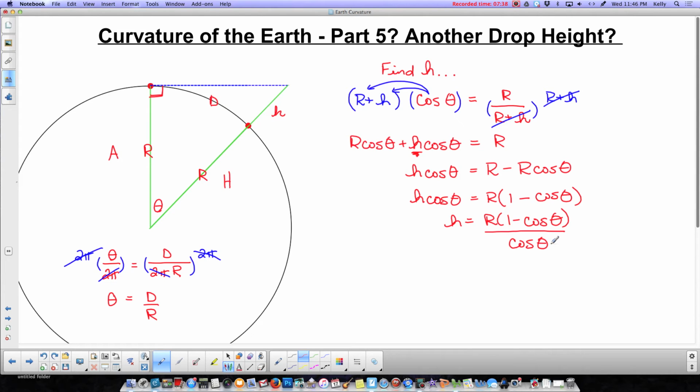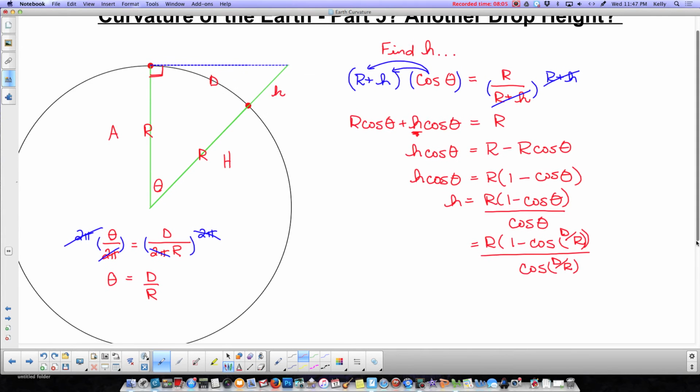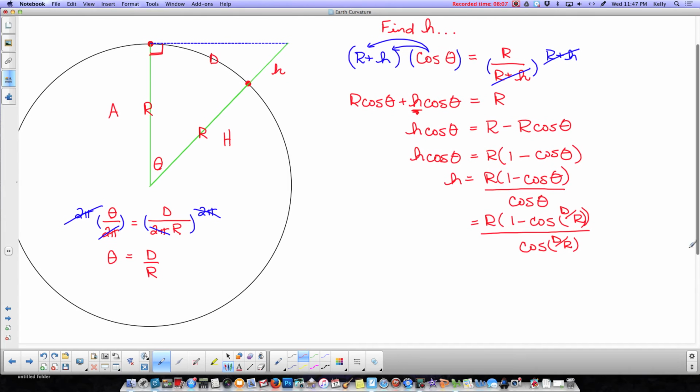Now the last thing that I'm going to do before I actually plug some numbers into my calculator is substitute in what we know theta to be. Theta is d over r. So h equals r times 1 minus cos d over r, divided by the cos of d over r. Put brackets around that.